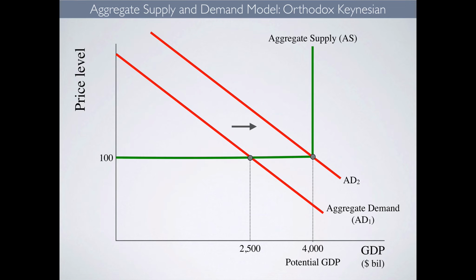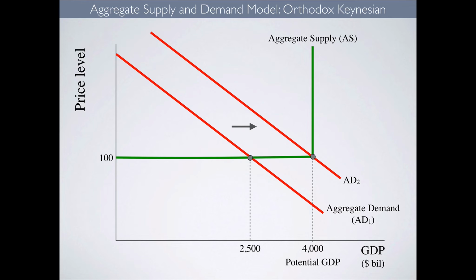All right, let's look at this from the perspective of another macroeconomic model, the aggregate supply and demand model. This is the orthodox Keynesian view of aggregate supply. Remember, there is a flat portion of the aggregate supply curve up until we get to the potential GDP, which in our example is 4,000. At that point, the aggregate supply curve becomes vertical. So remember this model: we have the price level on the vertical axis, and GDP on the horizontal axis.